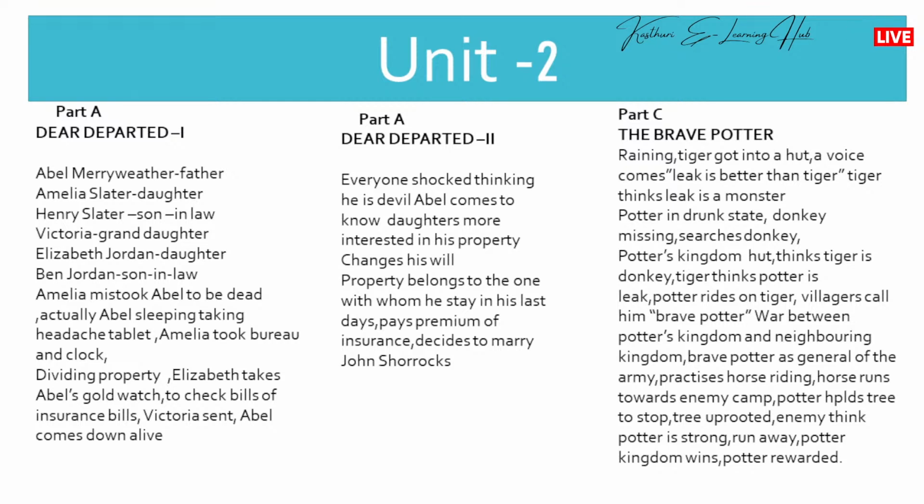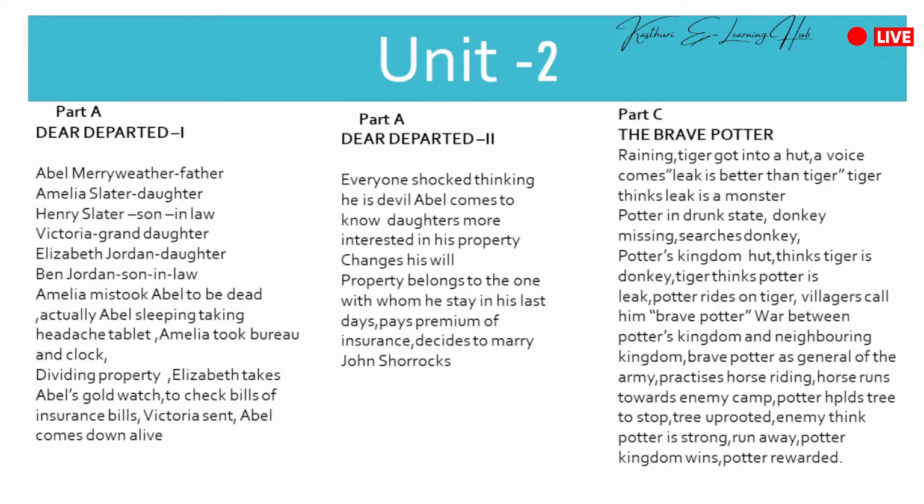Now, Amelia was very dominating, very rude, you can say, a very straight-talking person. So one day, Abel Merriweather had a headache. He took some tablets and slept. Amelia thought that Abel had died, and so she informed her sister.